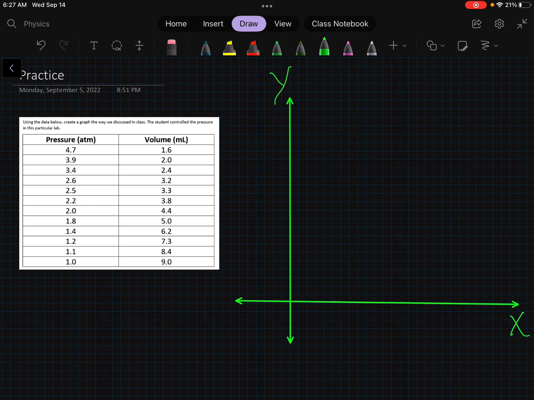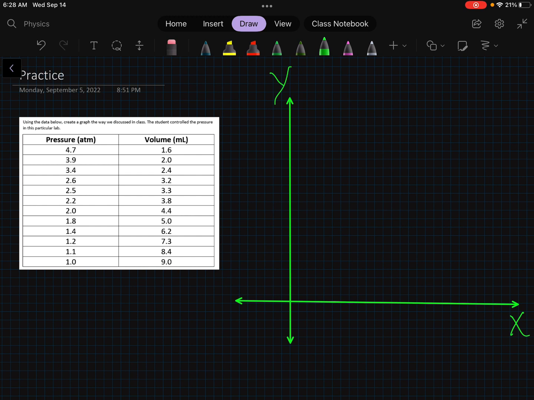This is the x-axis. The x-axis always has what we call the independent variable, and the y-axis is the dependent variable. The way to identify which one's the independent variable is the one that the person performing the lab is actually controlling. In the directions it says the student controlled the pressure in this particular lab. Now, it may not just tell you that. It may be a problem where it's giving you a situation and you have to use context clues to figure out which variable is being controlled.